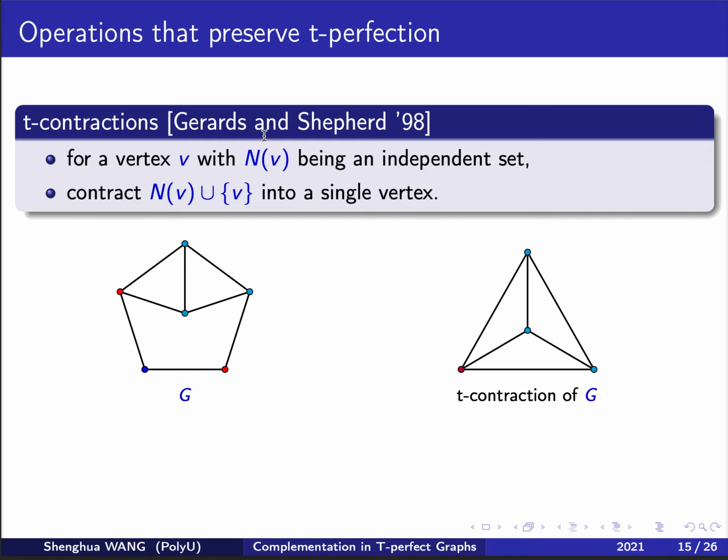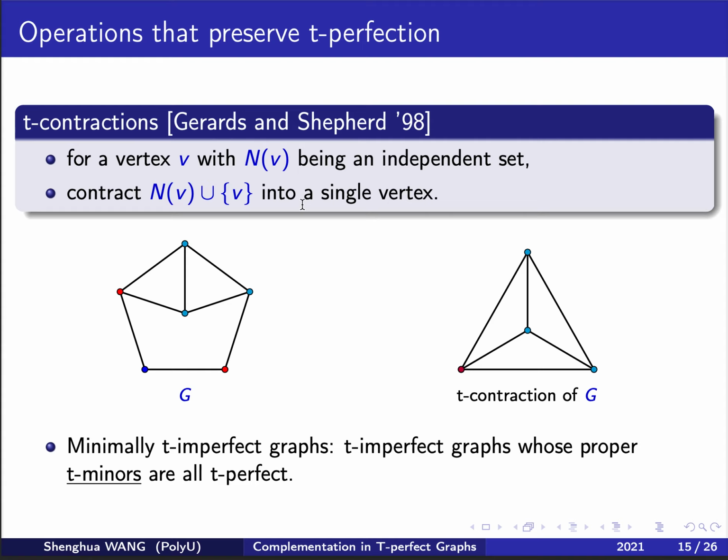Jaros and Shepard proposed another operation that could preserve T-perfection, and that's called T-contraction. We do T-contraction on vertex V if its neighbors form an independent set. We contract the closed neighborhood of V into a single vertex, and that is the T-contraction.